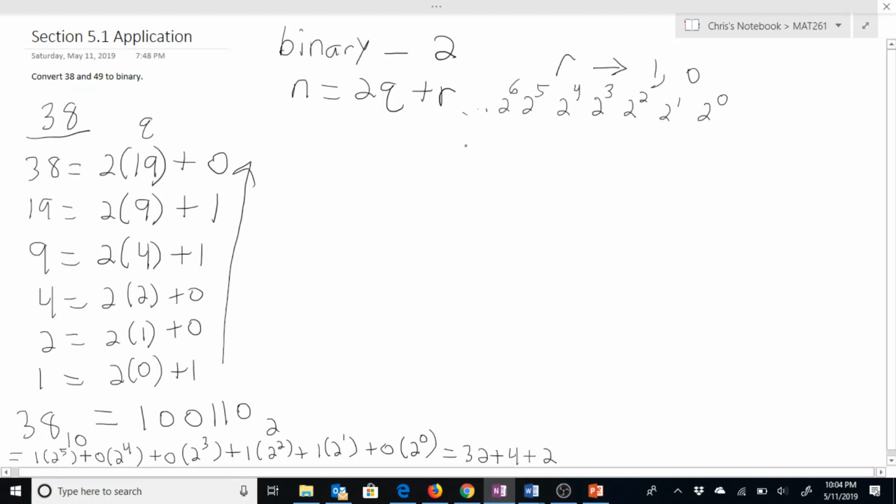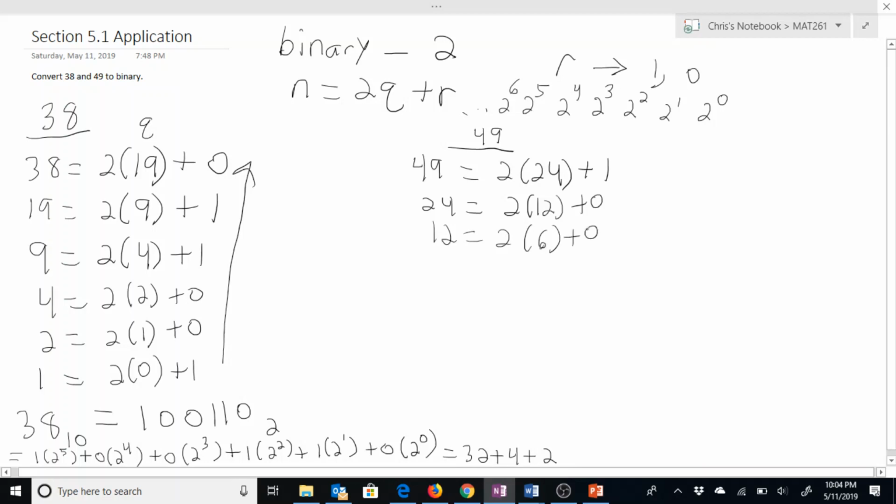Now, using the number 49, 49 can be expressed as 2 times 24 plus 1. 24 would be 2 times 12 plus 0. 12 is 2 times 6 plus 0. 6 is 2 times 3 plus 0.